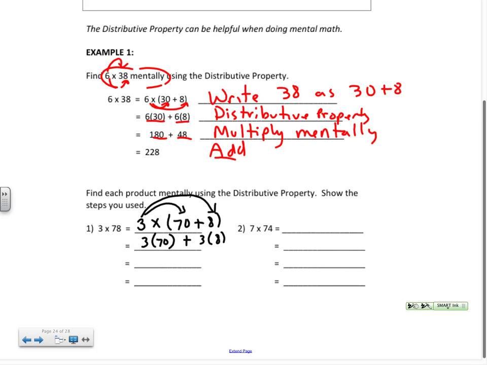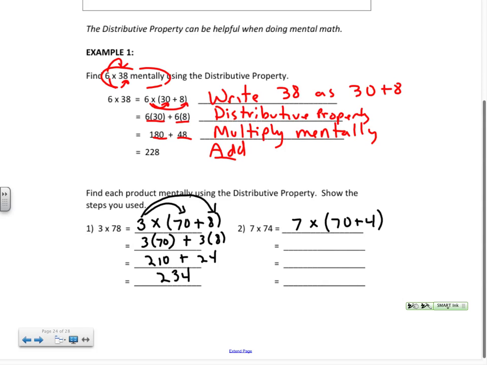Now I multiply mentally. 3 times 70 is 210. 3 times 8 is 24. And I should be able to put these together in my head, so you get 234. Okay, the next one, 7 times 74. I'm going to rewrite the 74. So I'm going to do 7 times (70 plus 4).